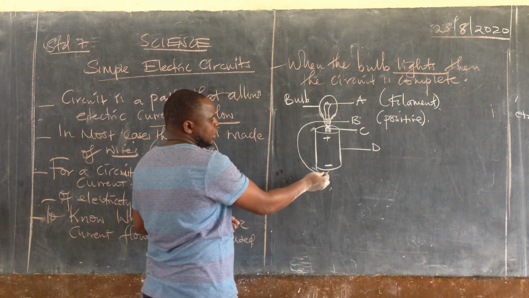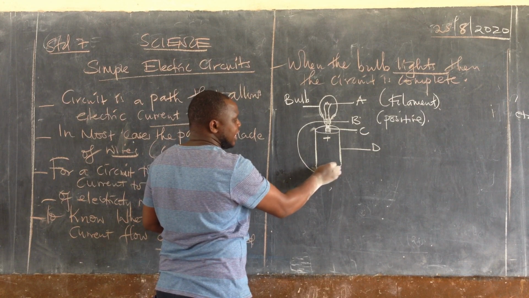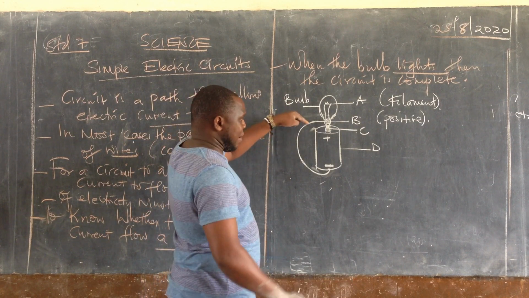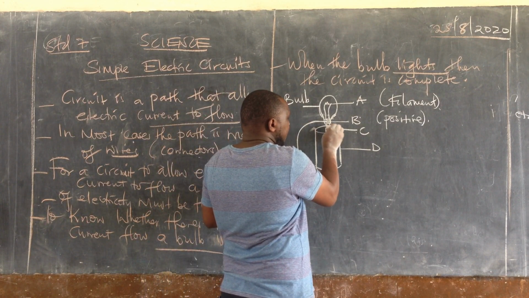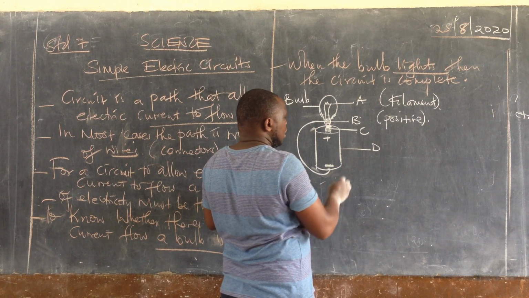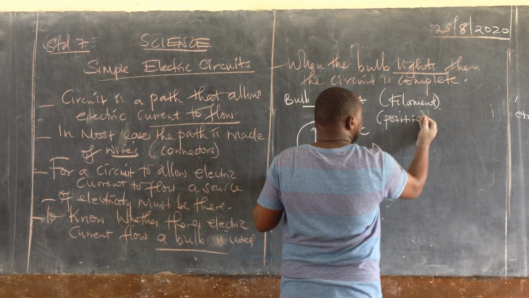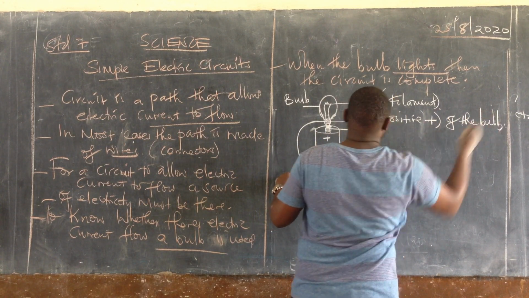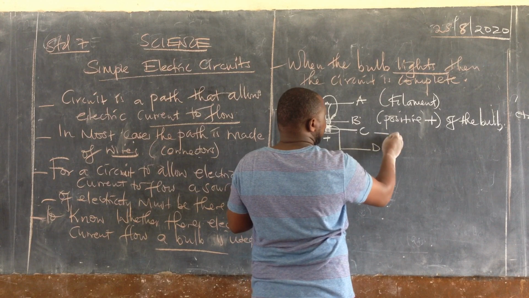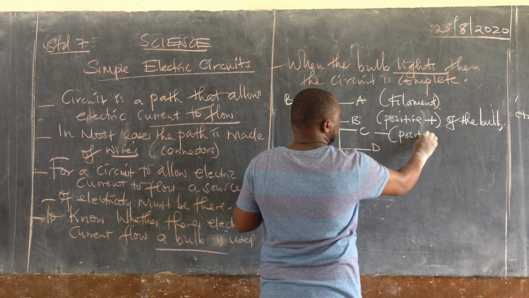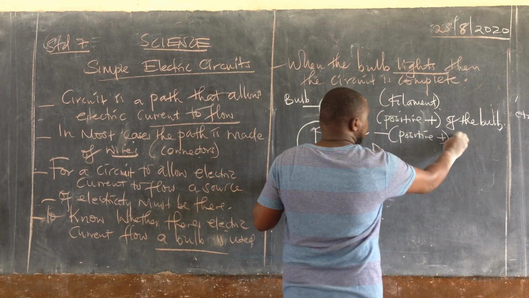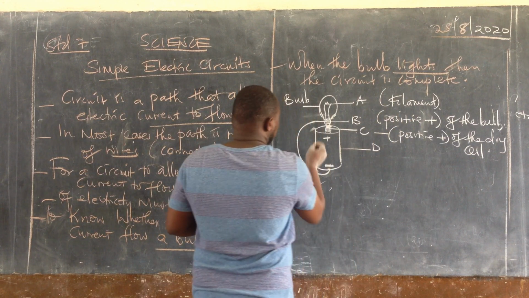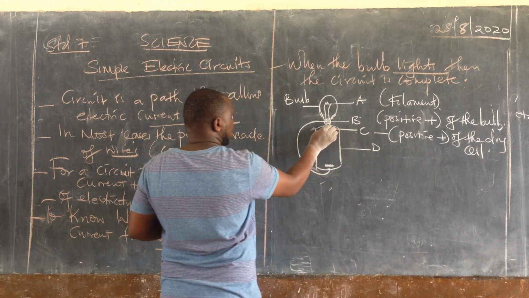So you can see from the bulb, from the negative side here, this wire goes to be wrapped on the positive part of the bulb. Then the negative part is this part here. Here we have a negative part. So this is the positive part of the bulb. Then C, the positive part of the dry cell. And inside this other thing here, this one is the negative part.